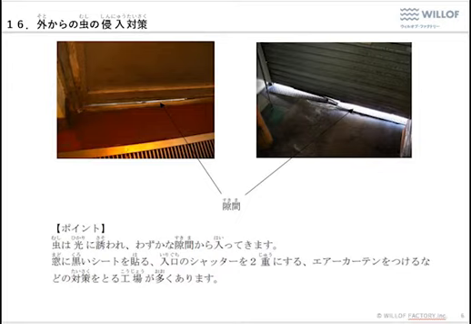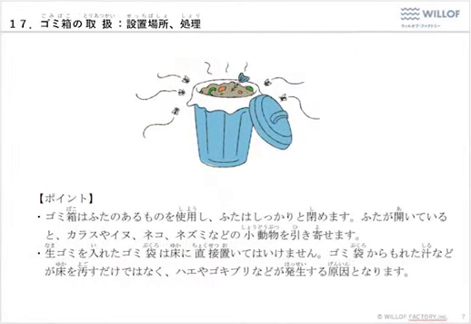And the key point is, insects are attracted by light and enter through any slight gap. Many factories take countermeasures such as affixing black sheets on windows, using double shutters on entrances, and using air curtains. Waste container handling, location, disposal.